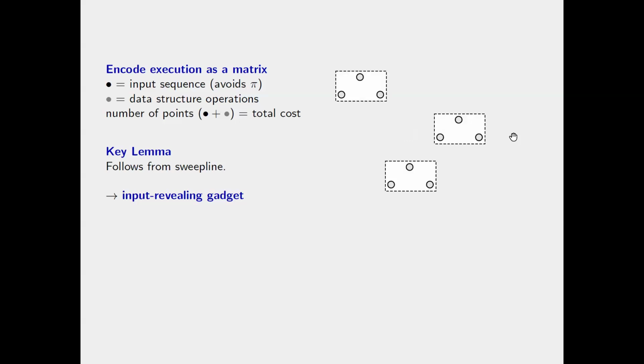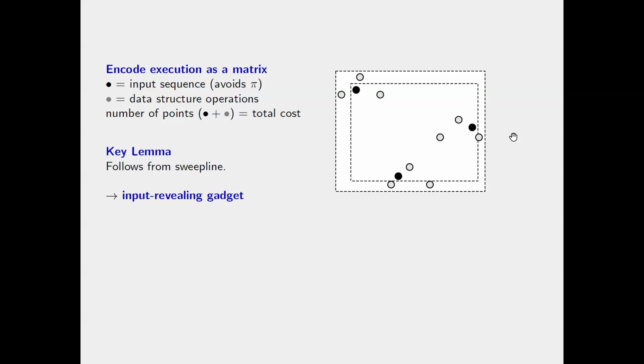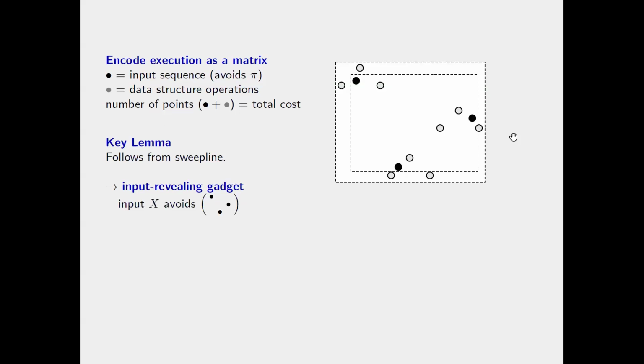So what do we get from this? Suppose you have 3 copies of this gadget like this. Then each of them reveals an input point. So that means if you have these 9 points, then you reveal these 3 points. Okay, so I can turn it around. If your input avoided these 3 points, then your execution had to avoid these 9 points. Because otherwise, all these little gadgets would reveal an input point and you would have the forbidden pattern, right? So if your input avoids some pattern, then the execution of an algorithm avoids some slightly larger pattern, which is your input pattern blown up with this gadget.